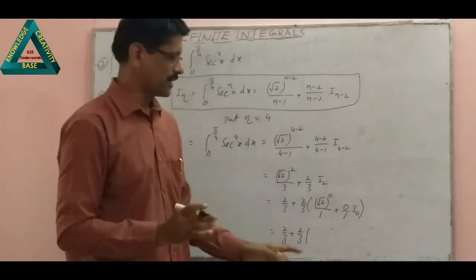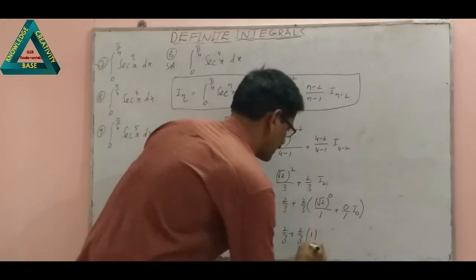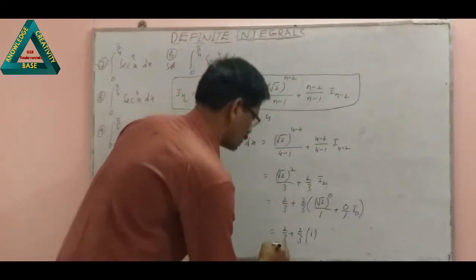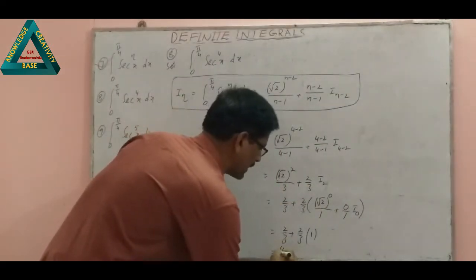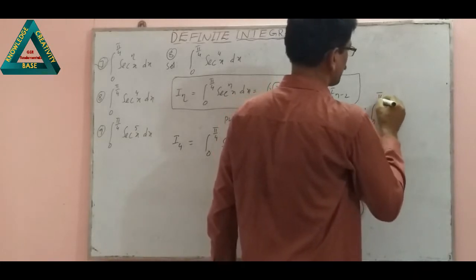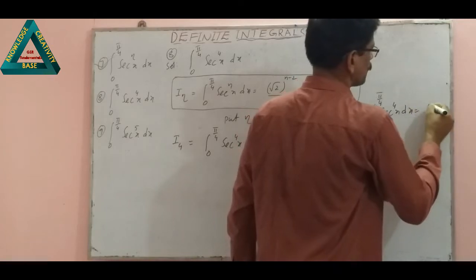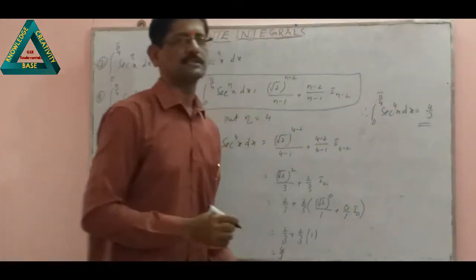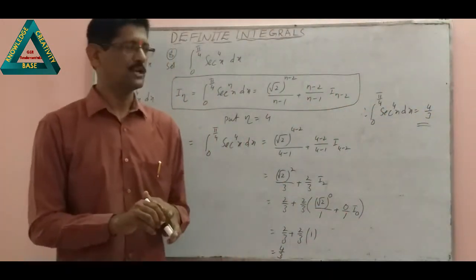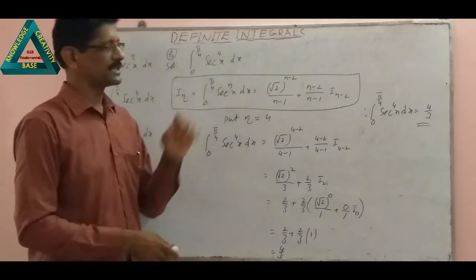1 by 1, 1. This value is equal to 0. 0 by something, that is equal to 1. That is equal to 2 by 3 plus 2 by 3, 4 by 3. Therefore, integral 0 to pi by 4 secant power 4x dx is equal to 4 by 3, answer. That is the definite value of this given integral 0 to pi by 4 secant power 4x dx: 4 by 3.